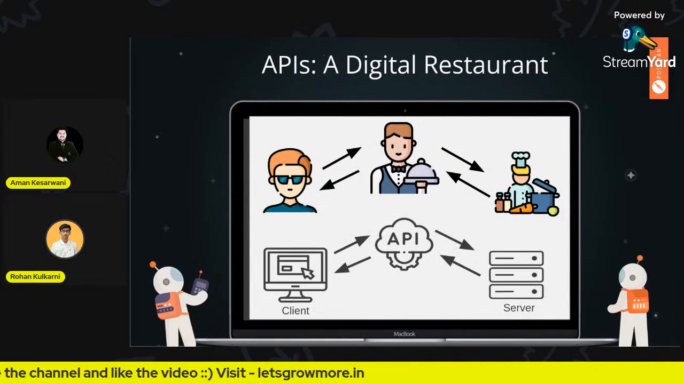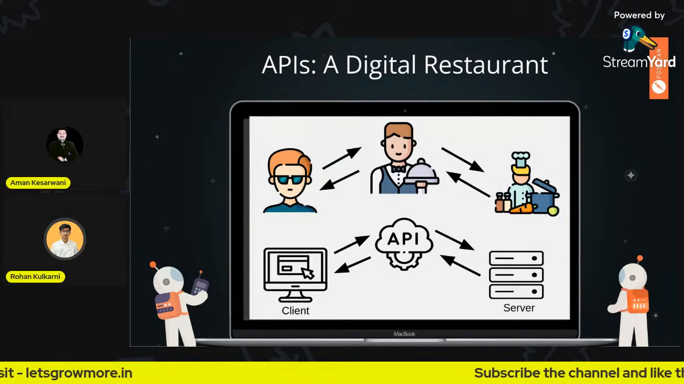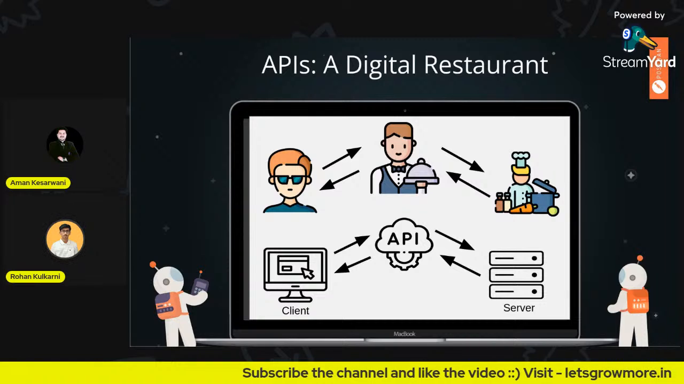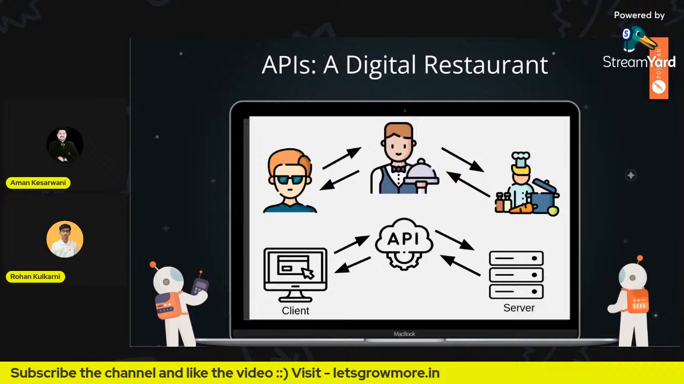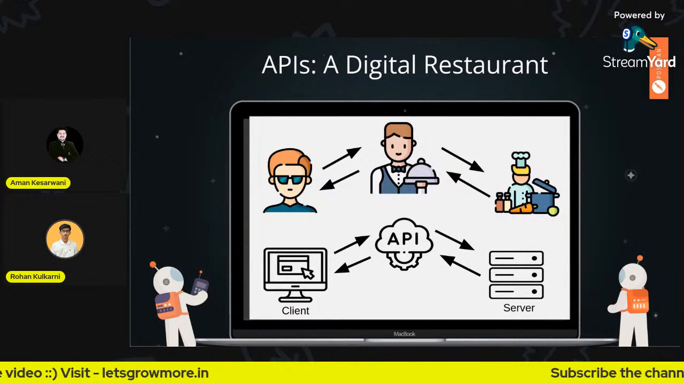Exactly the same process happens with our API. We are the client. The client sends a request with the help of the API to the server. The server takes the data from the database, processes it, and sends it back to us. So the exact same process is replicated here, just the waiter is replaced by the API.